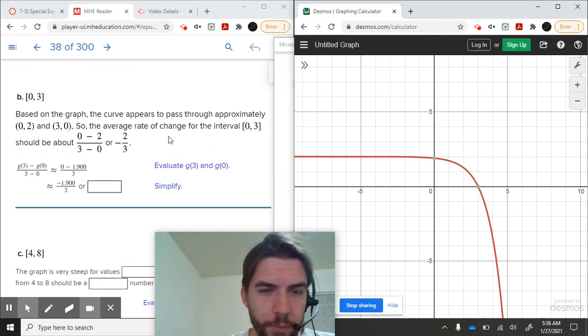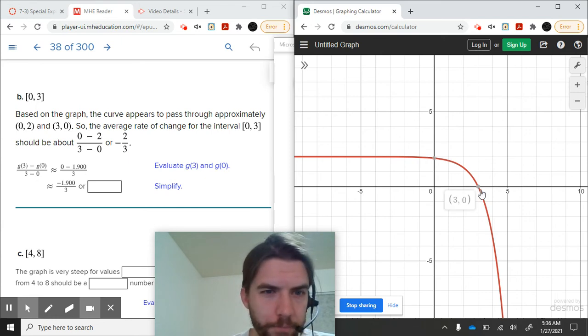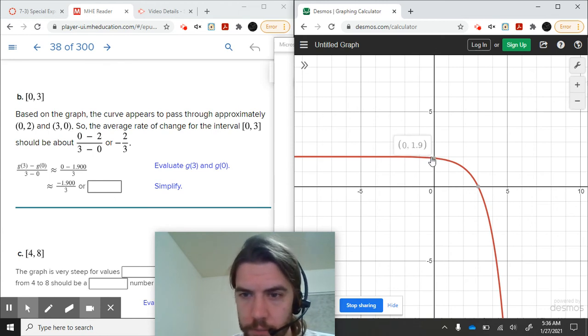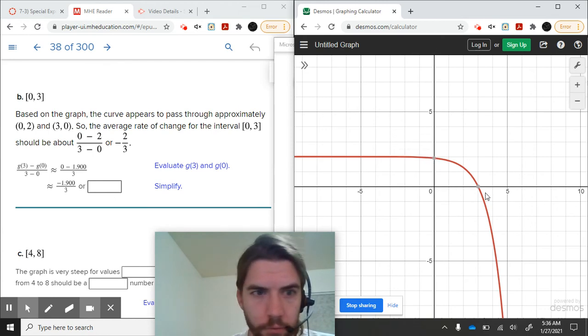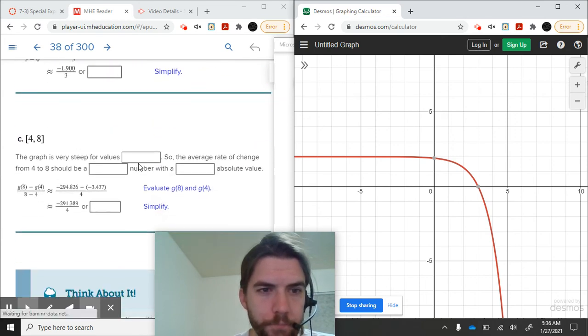Based on the graph, the curve appears to pass through approximately 0, 2, and 3, 0. So the average rate of change for that interval would be negative 2/3, right? Down 2 over 3. Yep, negative 2/3. They have us check it precisely. I'm going to get very close to negative 2/3.